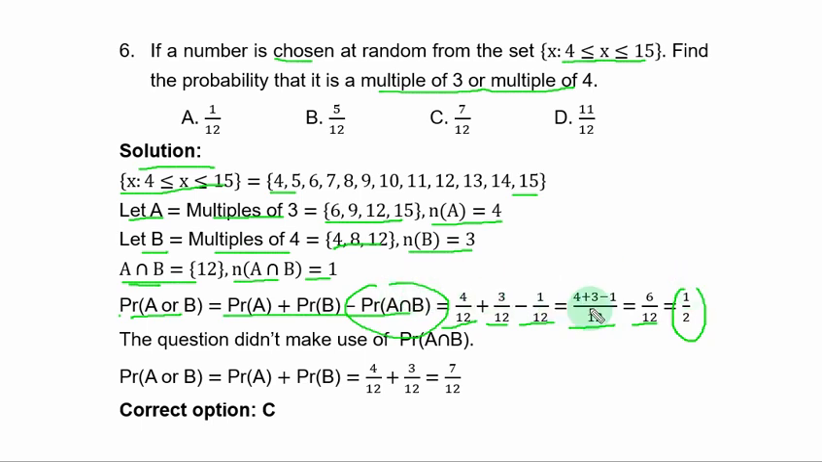That is what you have normally. But going by the options, this result is not there. The question didn't make use of this term. So if you take the sum of A and B alone, you have it in this form, and that is 7 over 12. So C is the correct option.